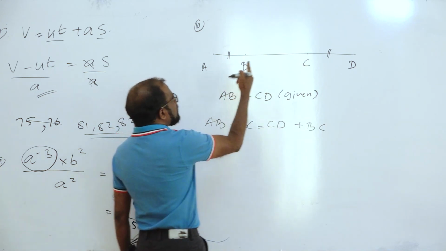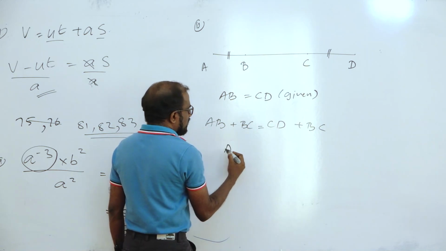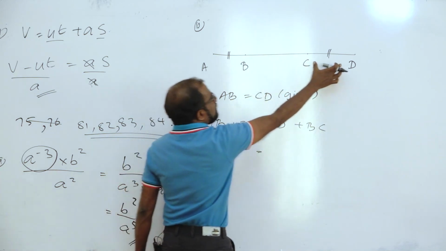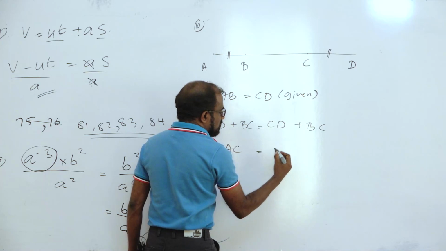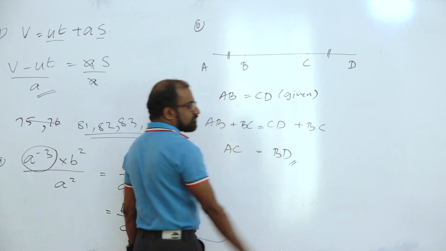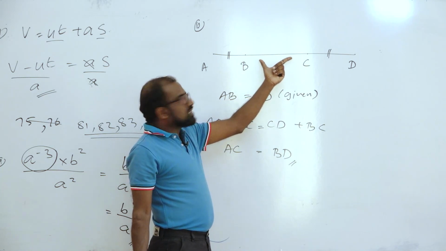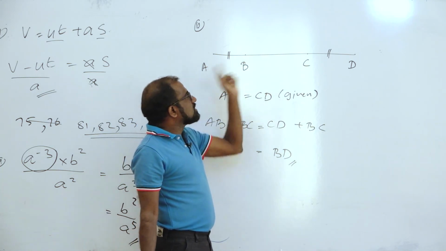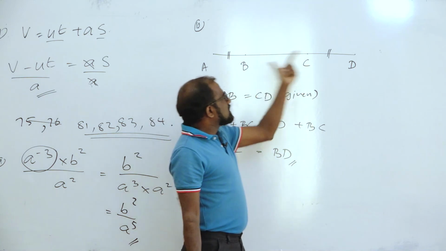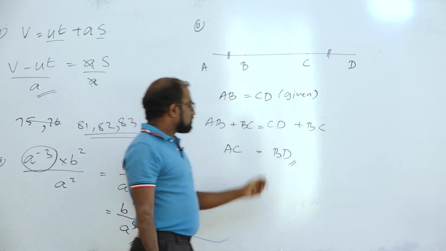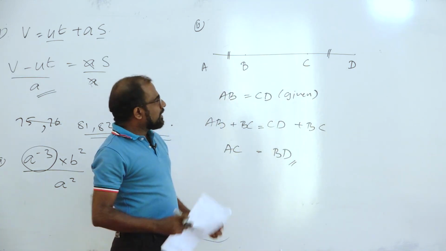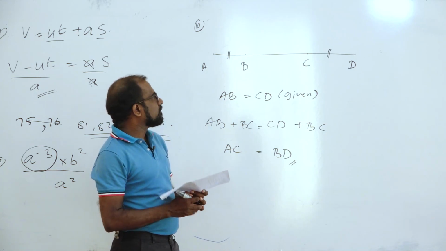So AB plus BC, what is the answer? AC. CD plus BC, the answer is BD. So this is the conclusion, right? This particular part BC is added to both sides. AB plus BC, AC, BC plus CD, BD. This is the conclusion. Then some children have written like this, what is it?